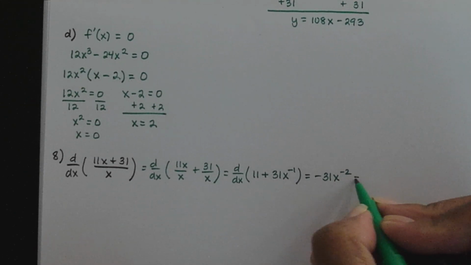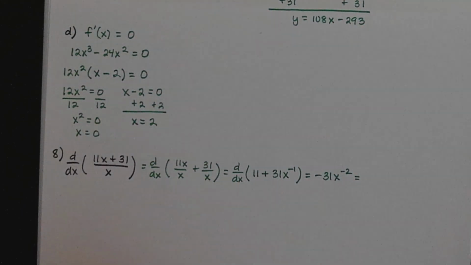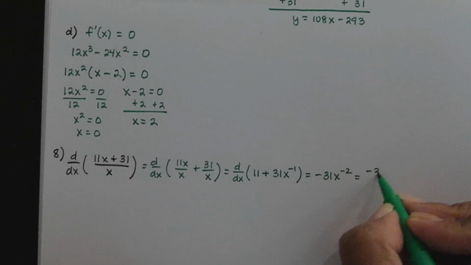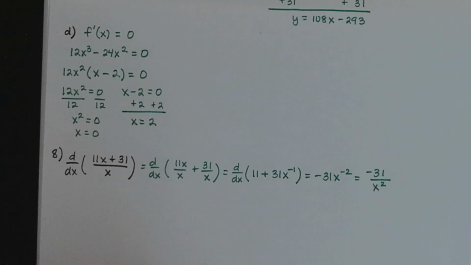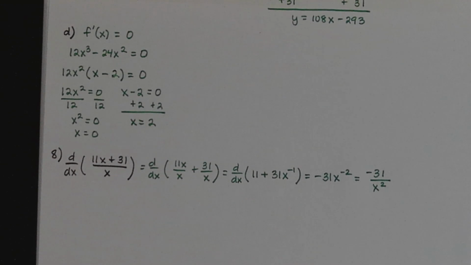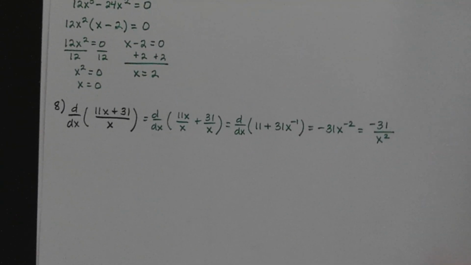Right. And then we'll write this using positive exponents here. So it'll be negative 31 divided by x squared. Pull the x back in the denominator, that negative 2 changes to positive 2. All right, questions on problem 8.